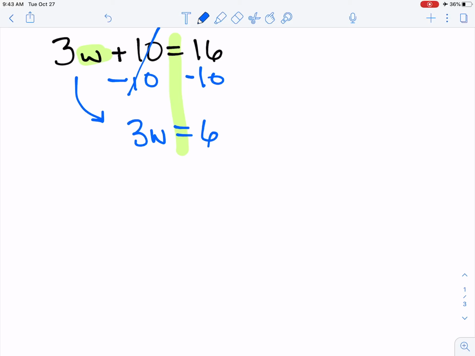Now that I have removed what was being added or subtracted, now I have to look at what's being multiplied or divided. In this problem here, we have 3 times w. In order to undo multiplication, we use division. So I'm going to divide both sides by 3. 3 divided by 3 will make 1, and that will get rid of those, leaving me with just w. 6 divided by 3 is 2. So let's take a look at another example.